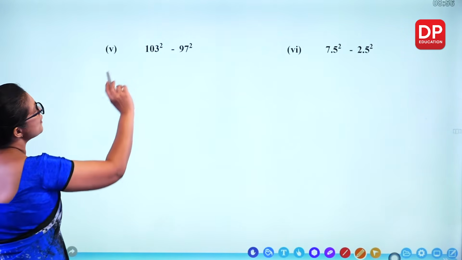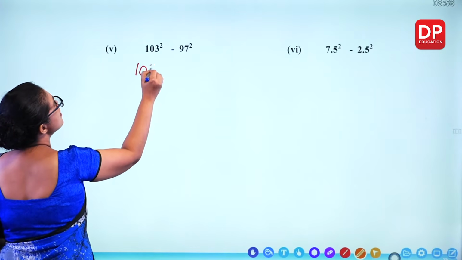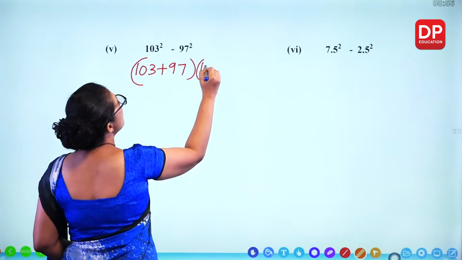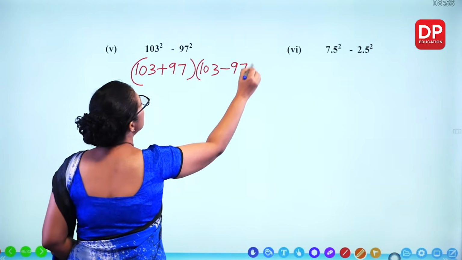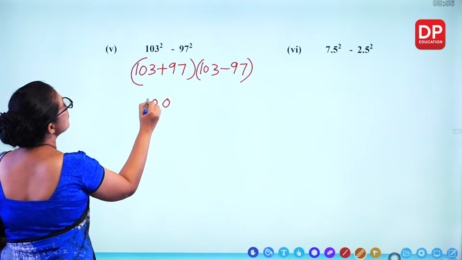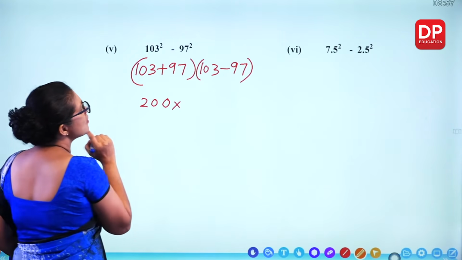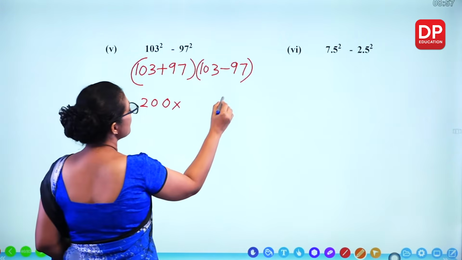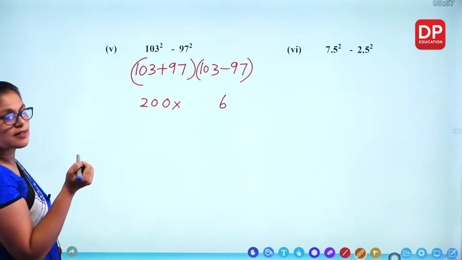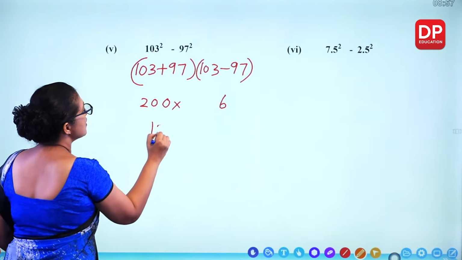This one, difference between two square terms. So I can write one factor positive, one factor negative. When you add these two, you get 200. What's the subtraction? You get 6. So 6 times 200, 1,200.